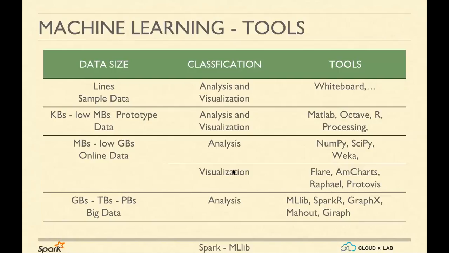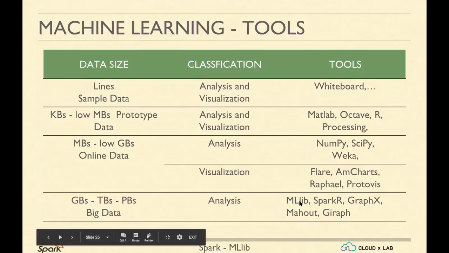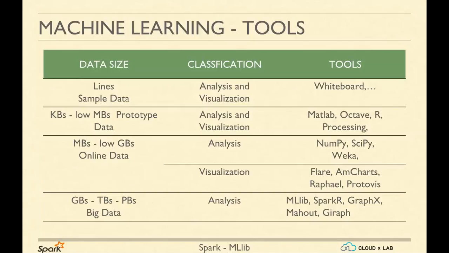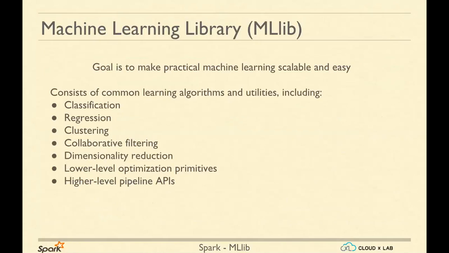Okay, great. Moving ahead. If your data is going into gigabytes, you will require MLlib or SparkR or GraphX or Mahout or Giraph. GraphX is for graph processing; we'll talk about it in a while. Now, this was a brief introduction of machine learning and the tools. So, the machine learning library, or MLlib, from Spark. The goal is to make practical machine learning scalable, and of course easy.